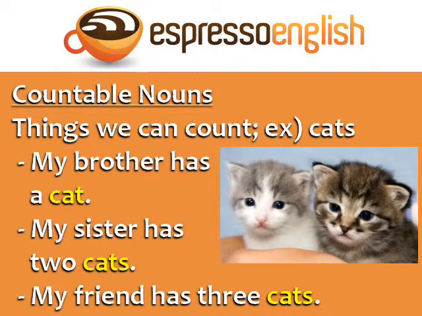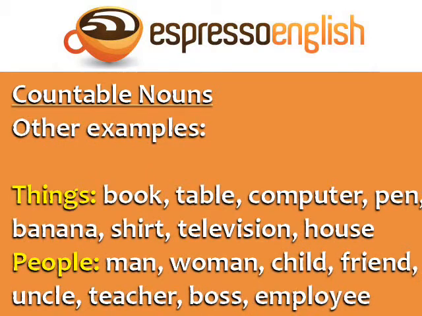Countable nouns are things we can count. For example, cats. My brother has a cat. My sister has 2 cats. My friend has 3 cats. Other examples of countable nouns are things like book, table, computer, pen, banana, shirt, television, and house.